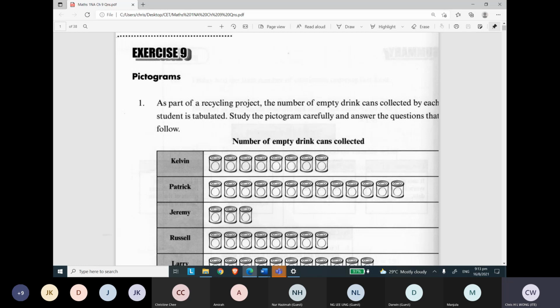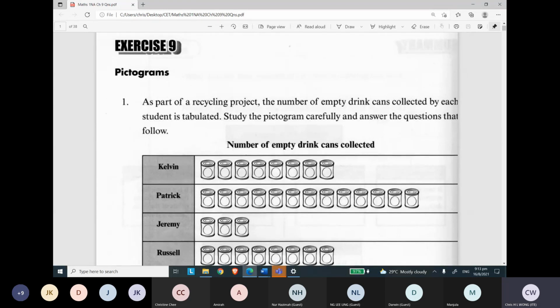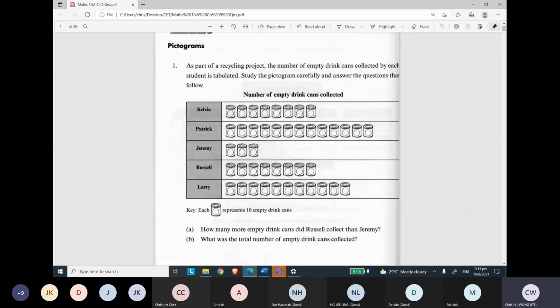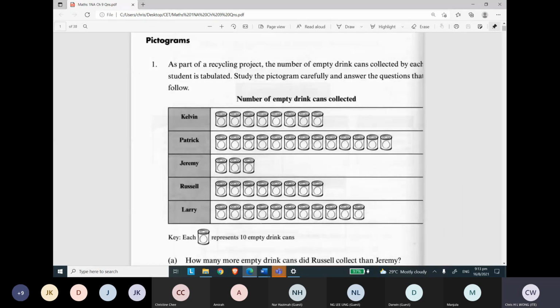Okay, let's do this. Let's do it together. Look at this question, please, everybody. This one has no answer. You must do it yourself. As part of the recycling project, the number of empty drink cans collected by each student is tabulated. Can you tell me what kind of diagram this is? Pictogram. And the answer is there in fact.